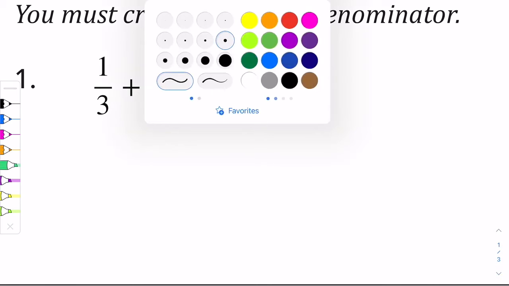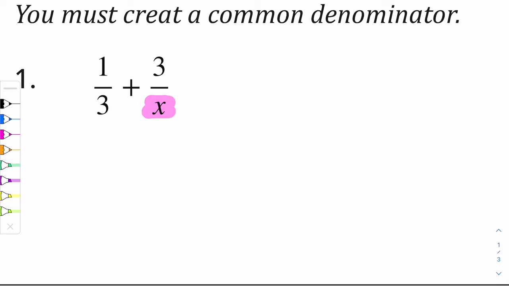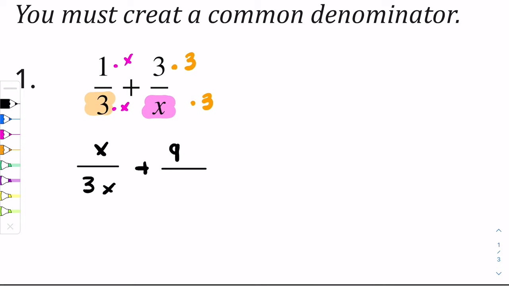I'm going to multiply the first expression by the denominator of x. When you do that, you're multiplying the top and bottom by that denominator. And the second expression, I'm multiplying the top and bottom by 3. By doing this, my first fraction becomes 1 times x, or x, divided by 3 times x, which is 3x. My second fraction becomes 3 times 3, 9, divided by x times 3, or 3x.